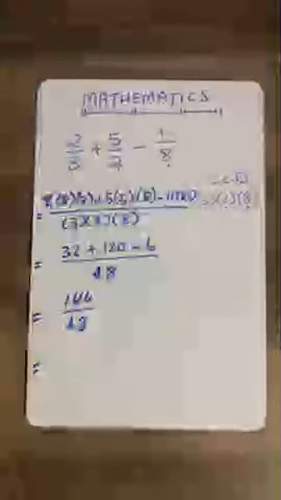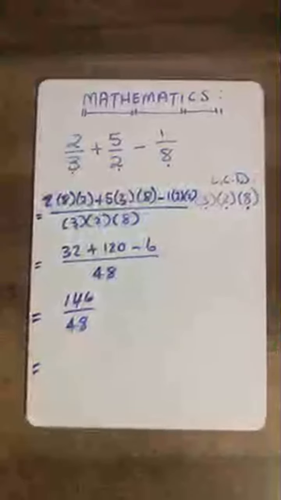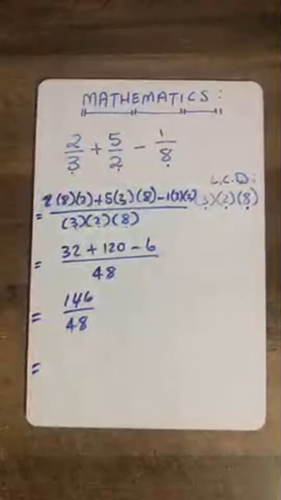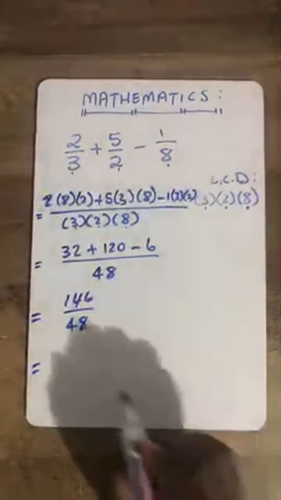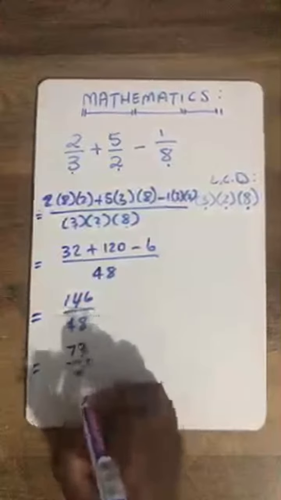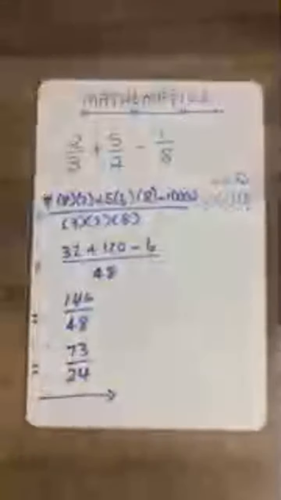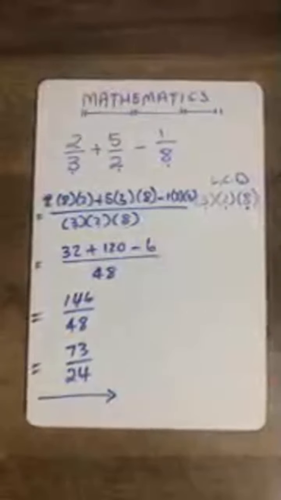Let's see. That divided by 48. And then if we do that as a fraction, that is 73 over 24. Just as if you guys were following there.